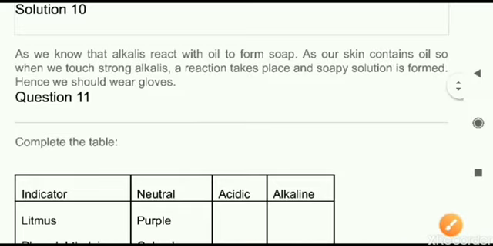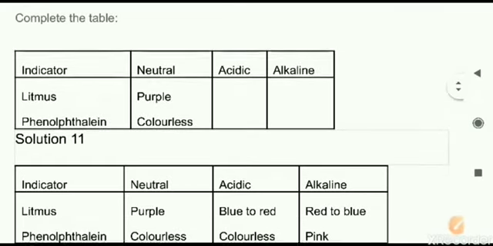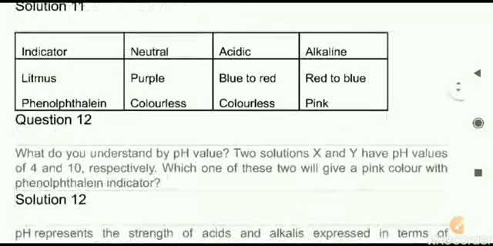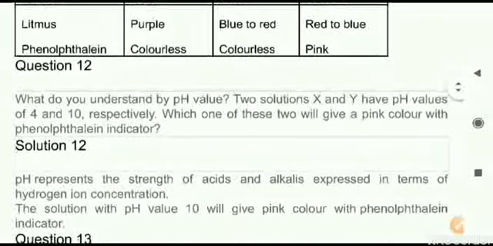Next question number 11. We have to complete this table. This is based on the indicators only, litmus and phenolphthalein. The color change you can note down there. Next question number 12. What is pH value? Today only we have learned about the pH value. It indicates the strength of the acids and the bases, and it tells this based on the concentration of hydrogen ion. If hydrogen ion concentration is more, then it is acid. If it is less, then it is alkali or base.